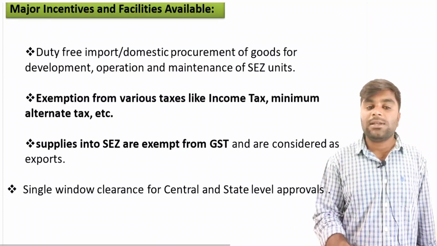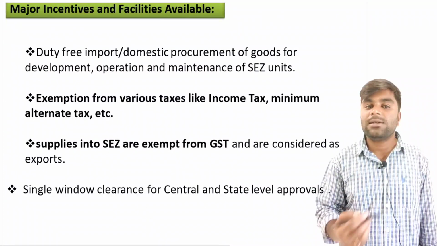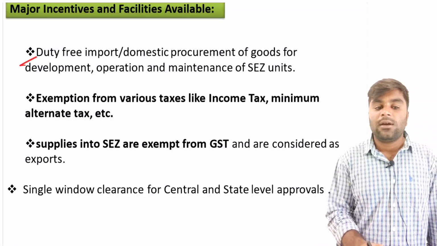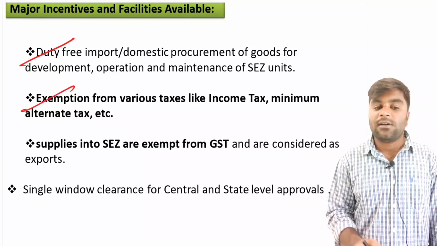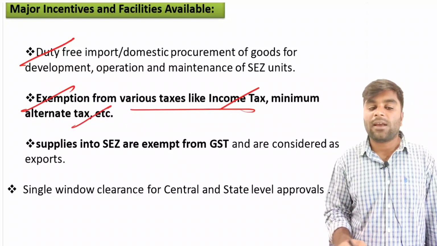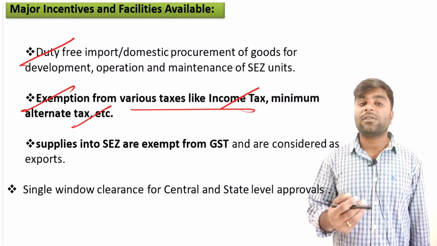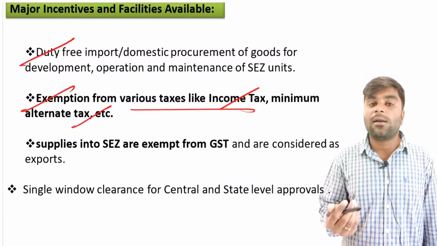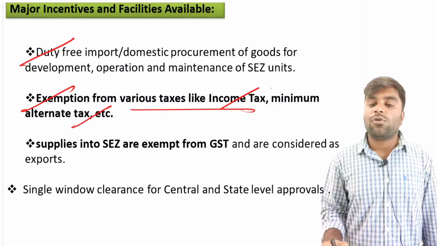When we look at the major incentives of the SEZs, these are the duty-free enclaves, as I said, and exemptions from various taxes like income tax and minimum alternate tax. We have discussed the minimum alternate tax in the previous classes, in our economic classes.